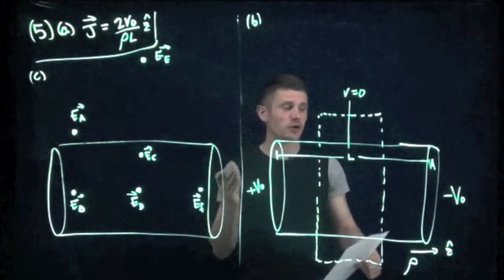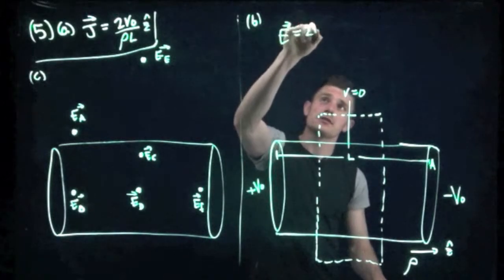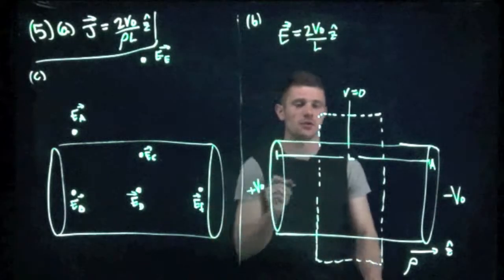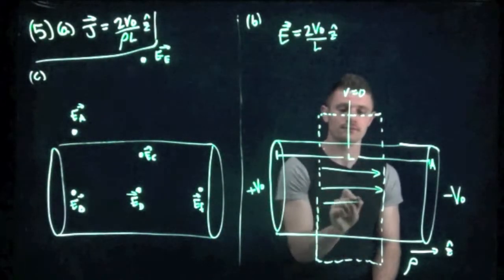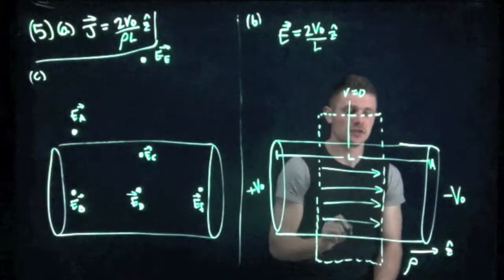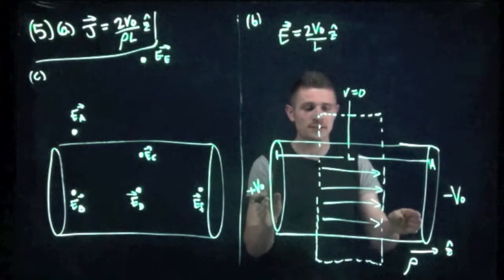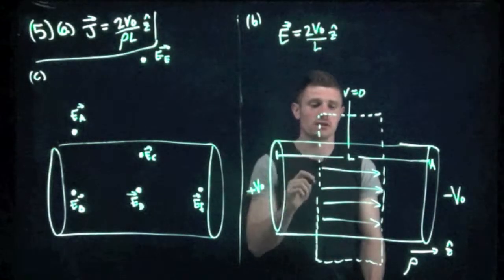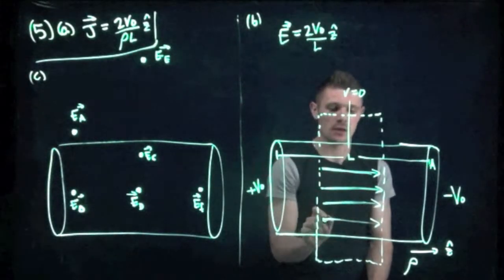So in part A, we calculated that our electric field is equal to 2 V naught over L z hat inside of that wire. So we know that it's going to be pointing in the z hat direction inside of this wire. And because it's a uniform wire, with the potential difference on both ends, we know that the electric field inside of this wire will be the same everywhere. So these electric field lines should all be the same.